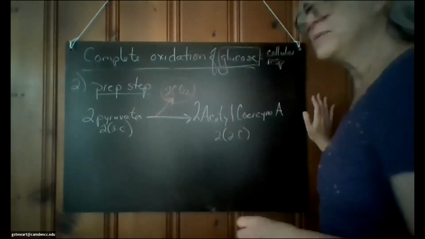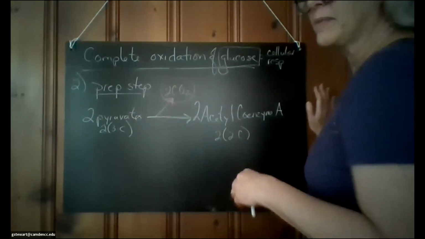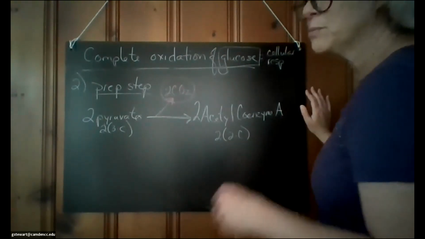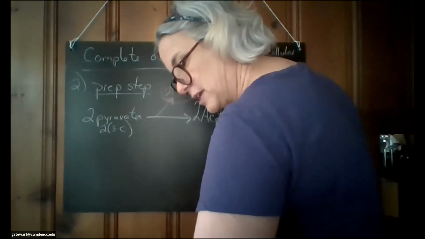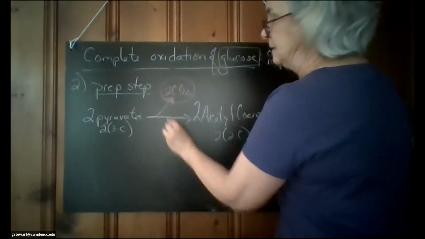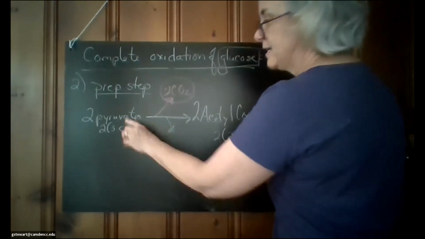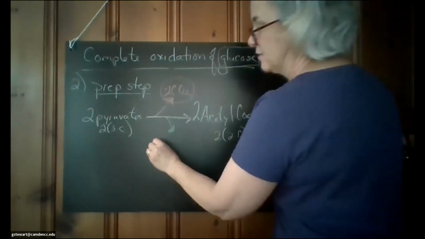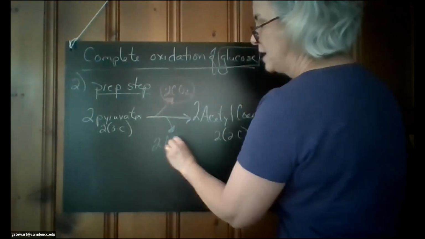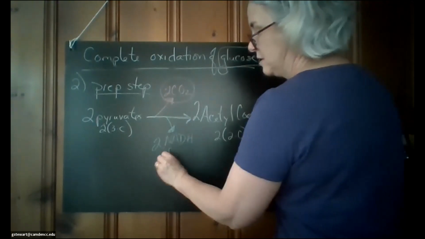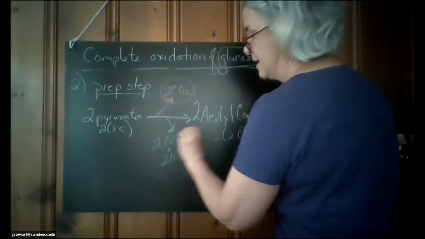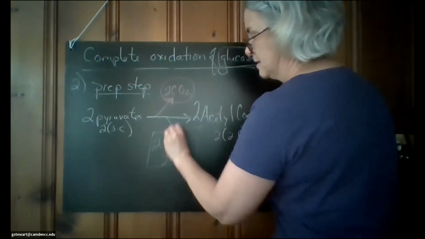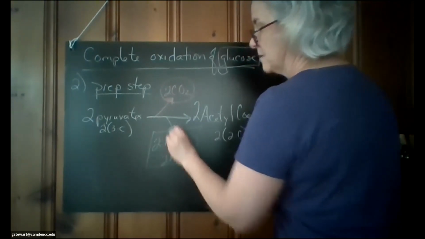We do not produce any ATP at this step, but we do produce more NADH. I think I was using green yesterday. 1 NADH for each of the pyruvates that gets converted. So I'm going to again put 2 NADH plus 2 H plus. I'll put that in a square to help us find them later.